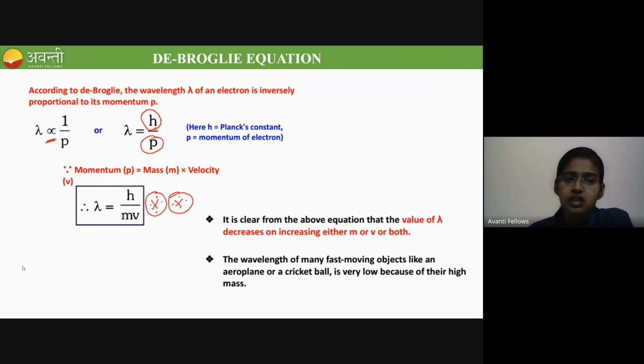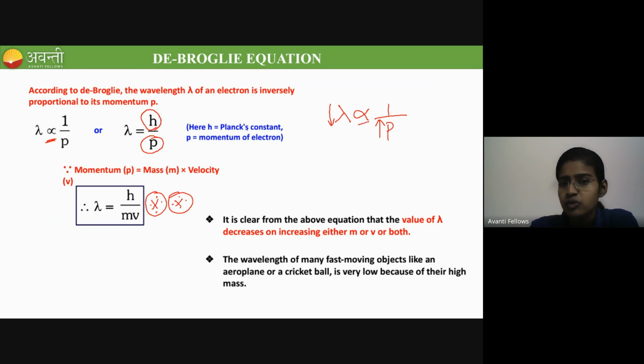Yes. Yeah, de Broglie equation. According to the scientist de Broglie, wavelength is inversely proportional to momentum. If the wavelength is very less, then the momentum is more. Okay, that is a relation.